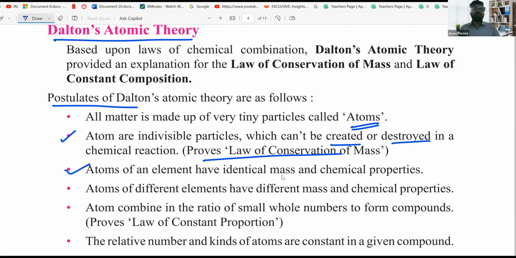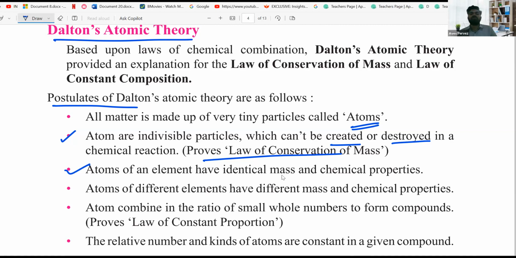Atoms of an element are identical in mass and chemical properties. Okay, atoms of an element are identical in mass. So this was a drawback. We'll discuss this: the statement that atoms of identical elements have the same chemical properties is true, but they don't have identical mass. This is a drawback. We'll learn why the statement that identical atoms have the same mass is not so.